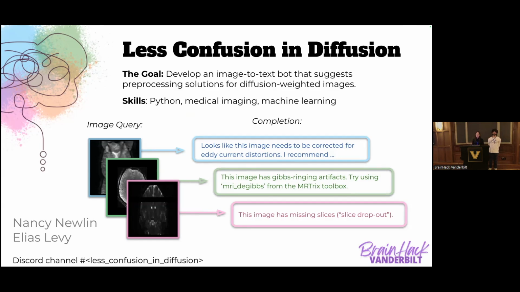So the main goal of this project is to create an image to text bot that will give you suggestions for your diffusion weighted image pre-processing. The overall goal for this weekend is to create the basic pipeline. Briefly, technical details include using a pre-trained vision language model and being able to take user input of a screenshot of your diffusion image and provide you with a list of what's wrong with the image and hopefully a cure or a list of solutions for that.